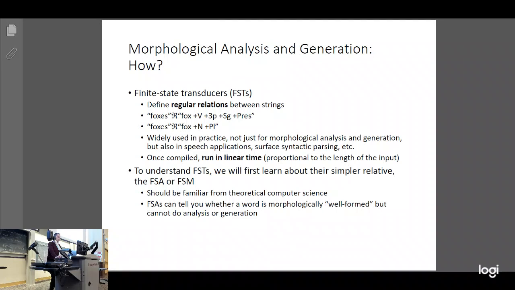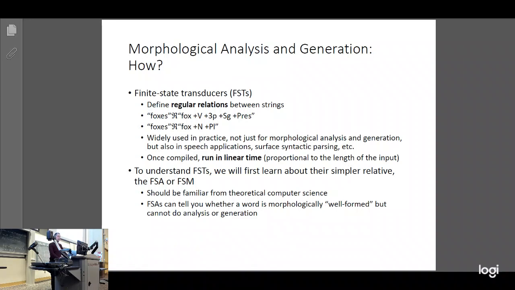So finite state transducers are a nice thing, and that's what we're going to be talking about today as soon as we get to them. Basically, they define regular relations between strings, like relations between our surface form and our lexical form. And these are widely used in practice, not just for morphological analysis and generation, but also in speech, especially a flavor of FSTs called weighted finite state transducers.